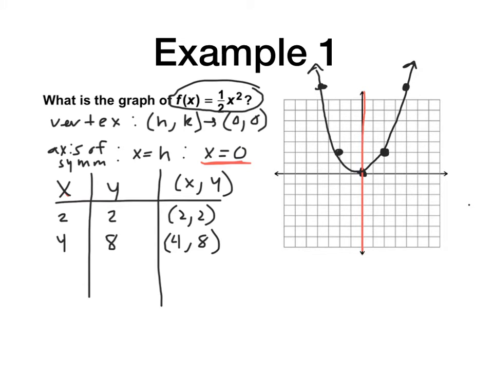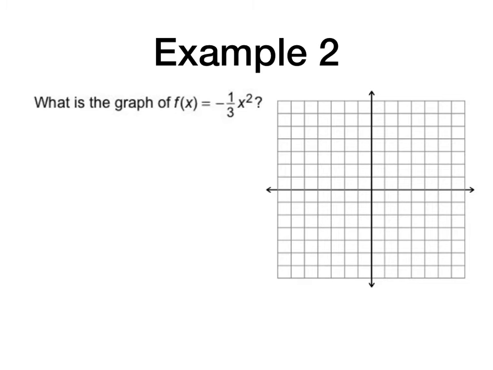Okay, let's do example 2. We're going to do the same thing. So we're going to find the vertex and the axis of symmetry. And then we're going to plug in points and graph it. So our vertex is h comma k. Do we have an h or k here? No. So what's our vertex going to be? 0, comma 0. So we'll graph that point at 0, 0.